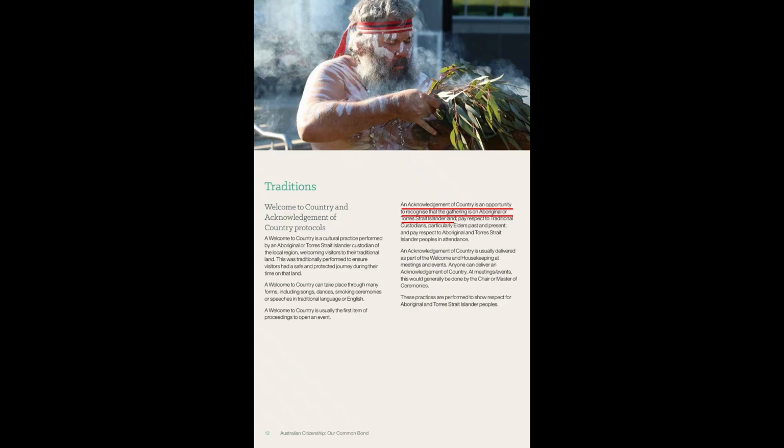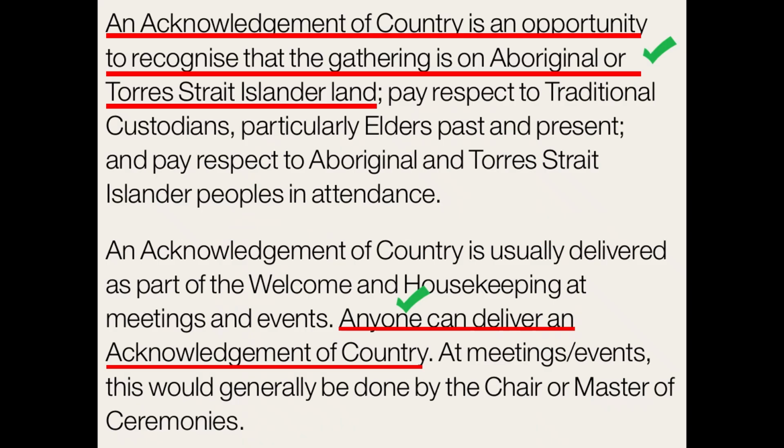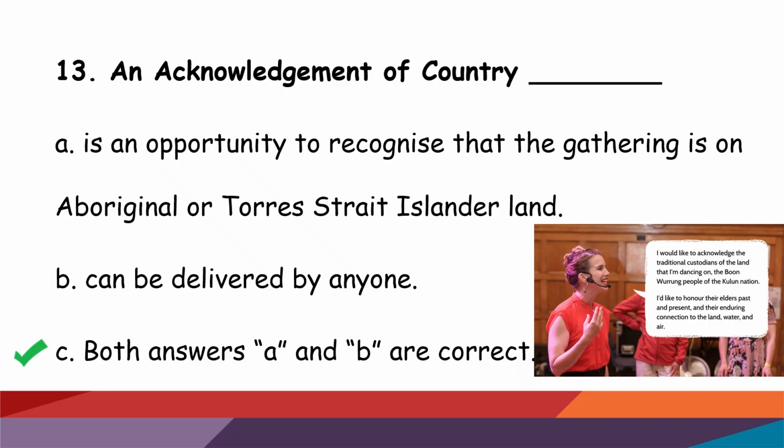Page 12 in Our Common Bond says that an acknowledgement of country is an opportunity to recognize that the gathering is on Aboriginal or Torres Strait Islander land, and anyone can deliver an acknowledgement of country. So the answer is C. Both answers A and B are correct. Another tricky question. Make sure to read all parts of the question before you select your answer.